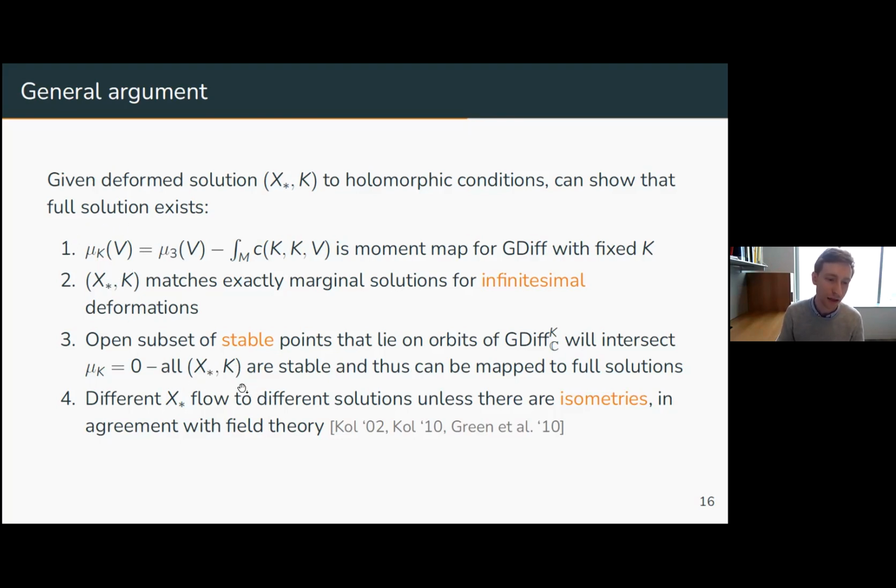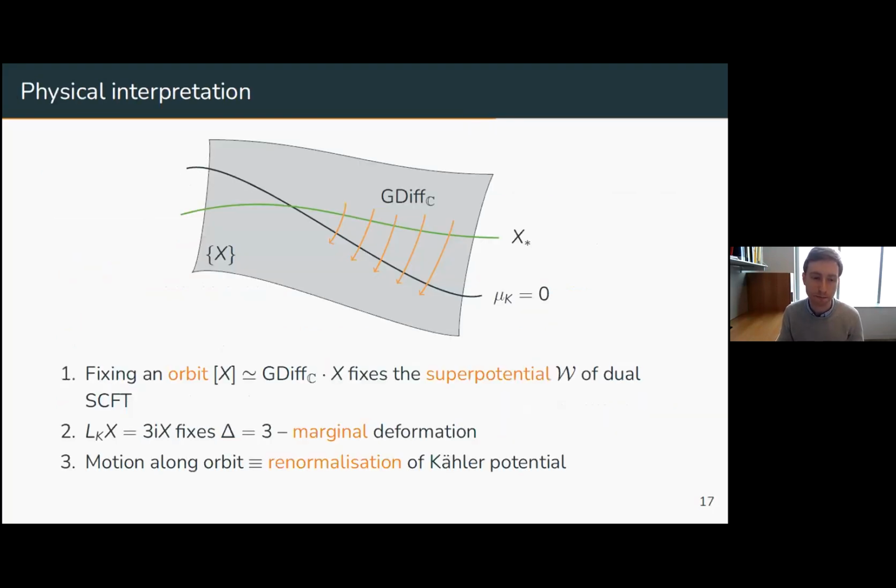So all of the X star that you find are stable and give full solutions. And the nice thing about this is that different X stars flow to different solutions unless there are isometries, which completely agrees with the field theory picture that we saw earlier, where there was a difference between exactly marginal and marginal deformations. So the picture you should have is very familiar from many supersymmetry problems.